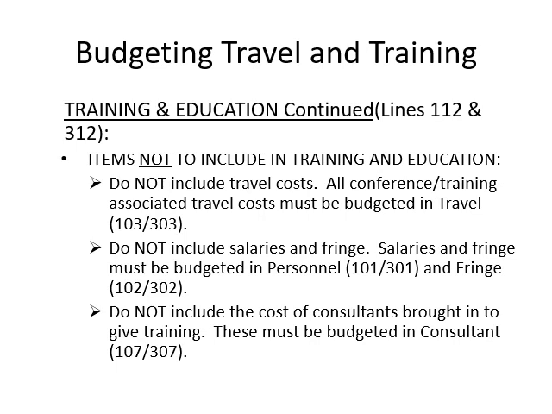Those costs must be budgeted in personnel 101 or 301 or fringe 102 and 302 accordingly. Do not include the cost of consultants brought in to give training. Those must be budgeted in the consulting tab 107 or 307.